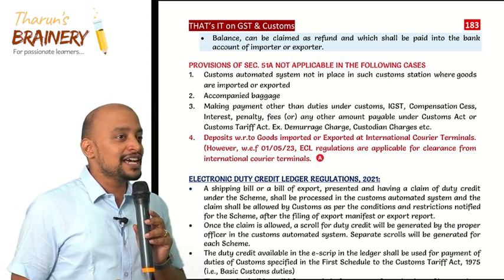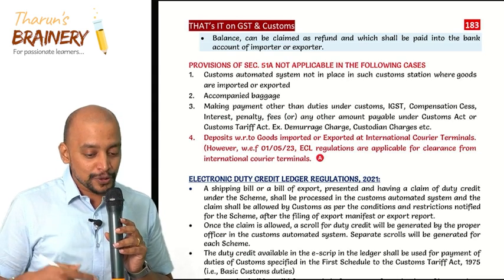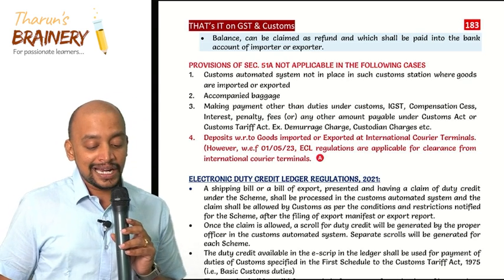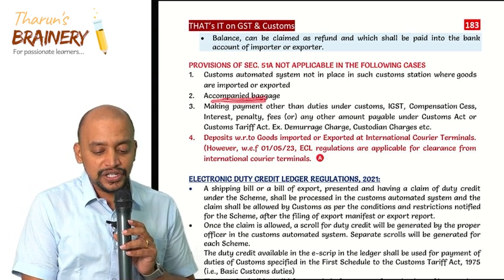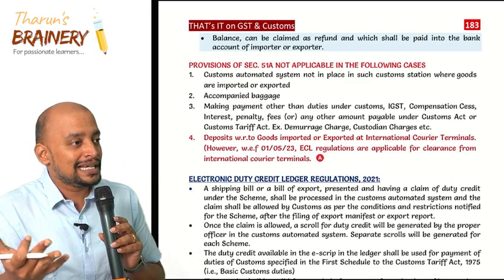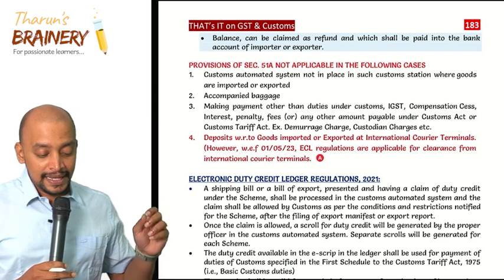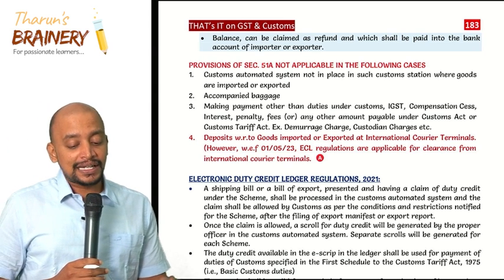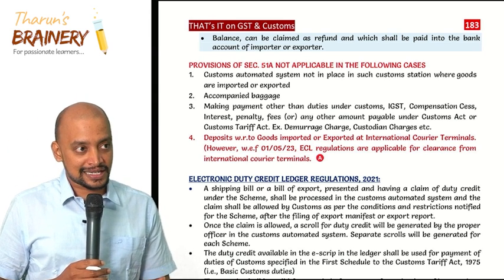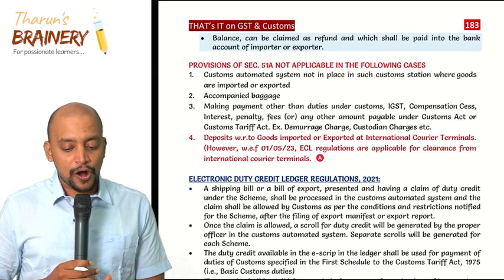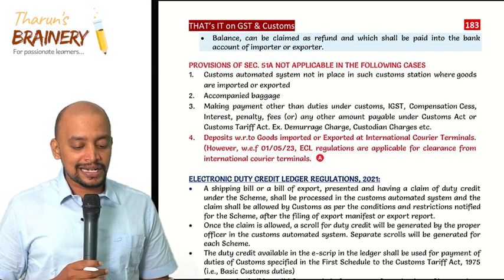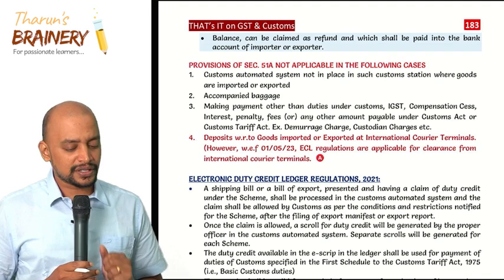So whenever we are bringing something as baggage, we have to pay the baggage duty, and that baggage duty can be paid normally, and for that the electronic cash ledger regulations are not applicable. Then making payment other than duties under customs, IGST, compensation cess, interest, penalty, fee or any other amount.